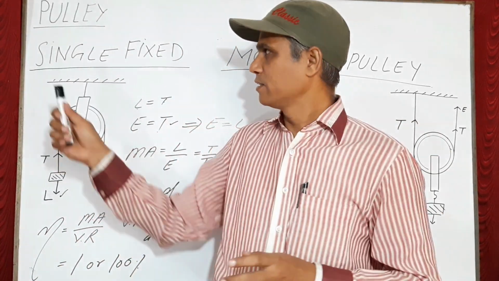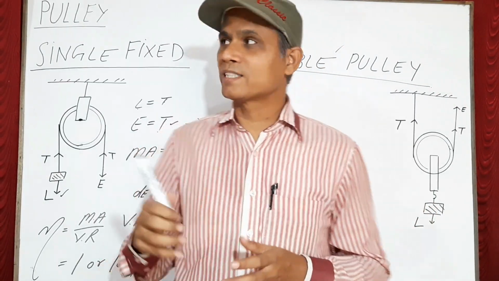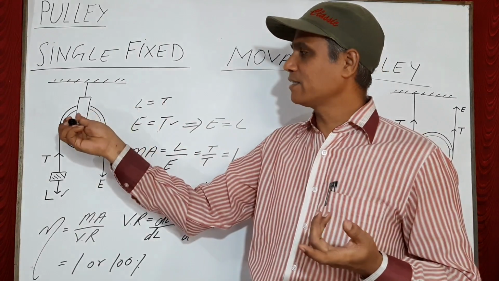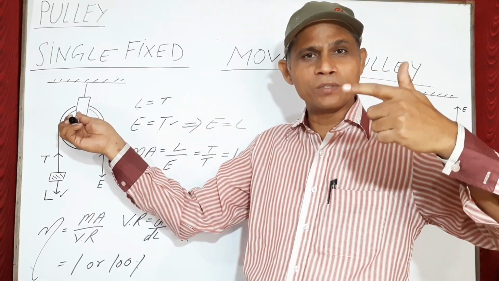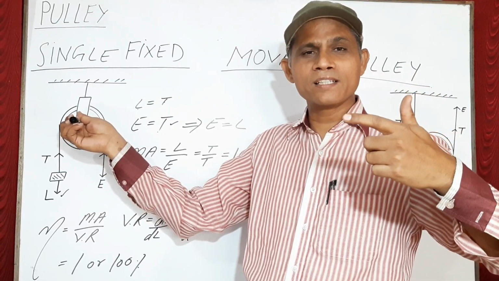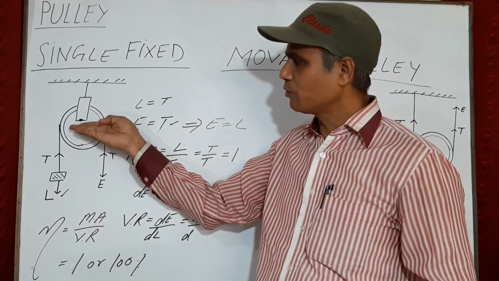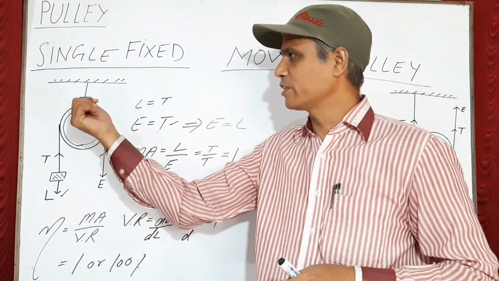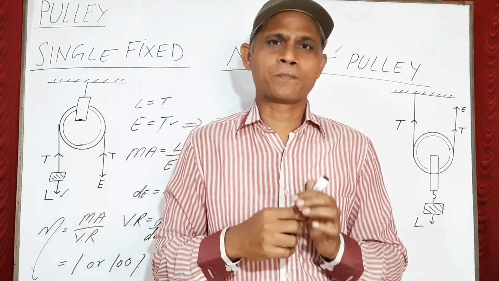Now the next thing is single fixed pulley. What is a single fixed pulley? As the name suggests, fixed. What is fixed over here? Its axle is fixed. A single fixed pulley is that pulley whose axle is fixed in its position. This axle will not move up and down. It will remain where it is. It will remain fixed over here. So this is a single fixed pulley.